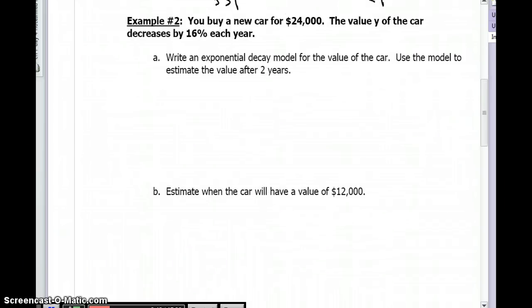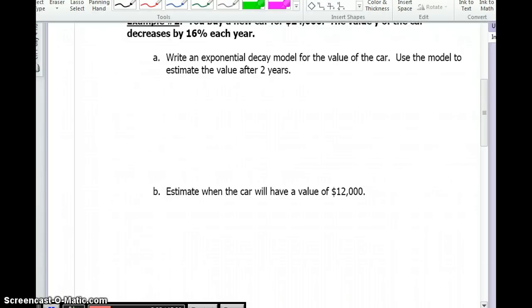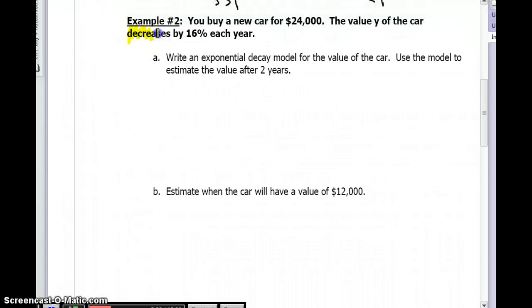Example 2. You buy a new car for $24,000. The value Y of the car decreases. So our value is decreasing by 16% per year. All right, so this decreasing tells us it's going to be decay. All right, so we also have some other important information here. We have this value here, which is going to be our initial amount. So I'll put A under that. And then 16% is going to be our R, but remember we have to turn it into a decimal.